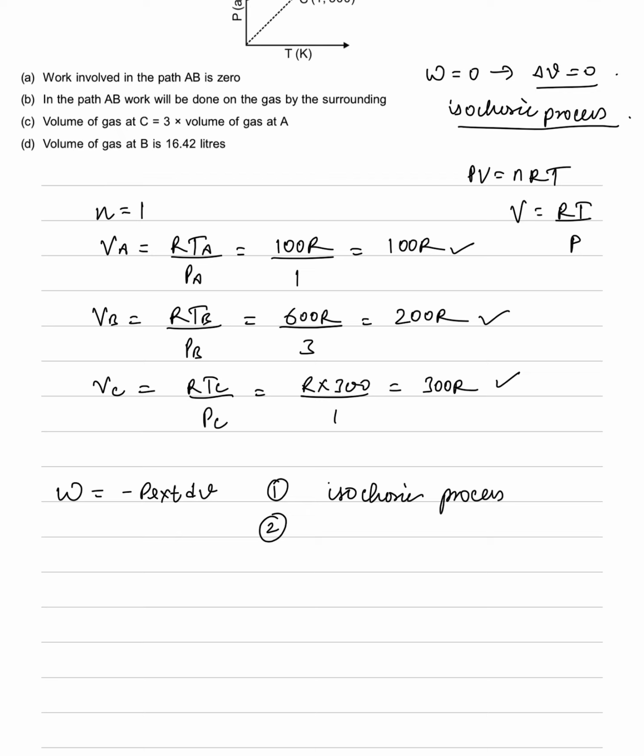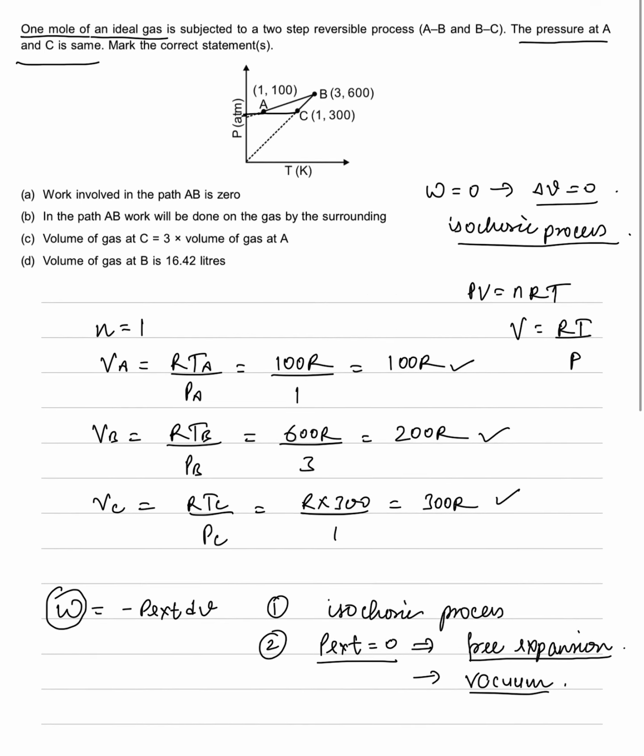The second case where the work done can be 0 is when P external is 0. The situation when P external is 0 is the free expansion of gas. Free expansion means there is no external pressure over the gas and the gas expands freely, basically in vacuum. So these are the two cases when work done can be 0. Since here VA and VB are not equal, delta V for AB is not 0. That means the statement that work done in the path AB is 0 is incorrect.